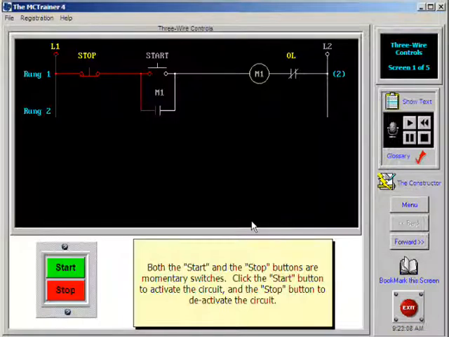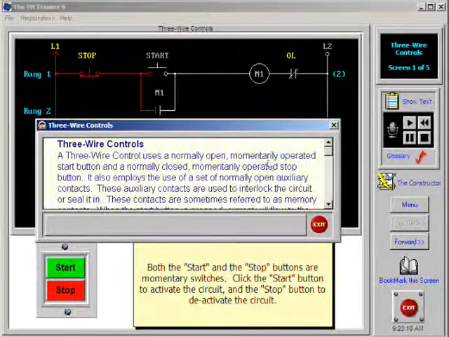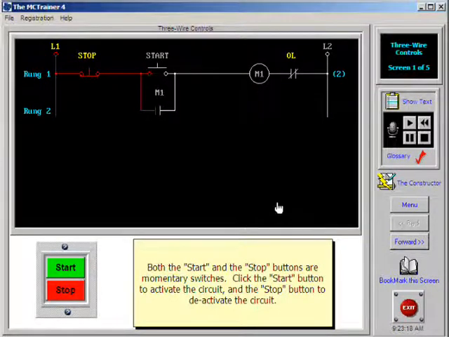A three-wire control uses a normally open, momentarily operated start button and a normally closed, momentarily operated stop button. It also employs the use of a set of normally open auxiliary contacts. These auxiliary contacts are used to interlock the circuit or seal it in. These contacts are sometimes referred to as memory contacts.